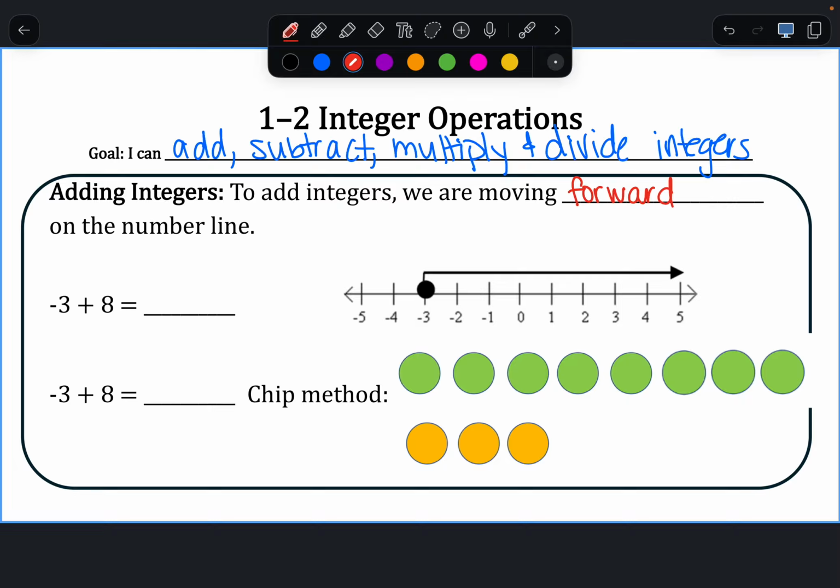Okay. Do we have anything canceling out? No, we don't. We have 5 positive chips. We have 2 positive chips. There's no negatives canceling out. So they just combine to be 7 positive chips.